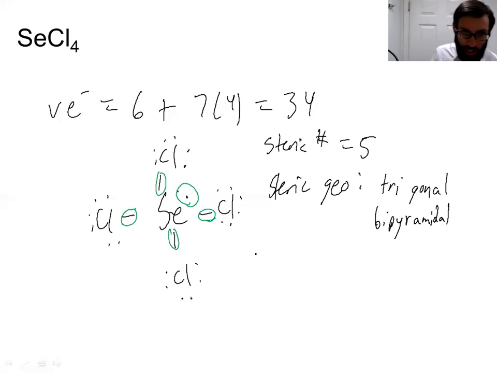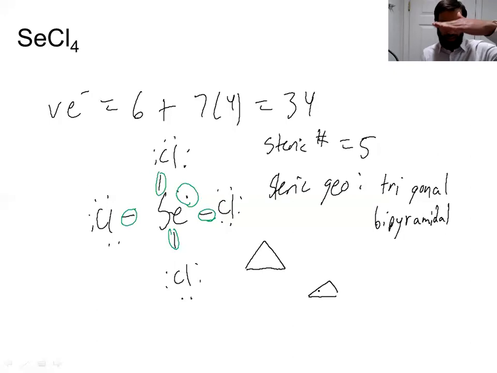Trigonal bipyramidal, where does that name come from? Not super hard to visualize. It's a triangle, but it's a triangle that is squashed because it's like this. It's in the plane, it's out of the plane, okay? And then you're going to have 2 points, the bipyramid, on top and on bottom. So it sort of looks like that. But anyway, that's the steric geometry.